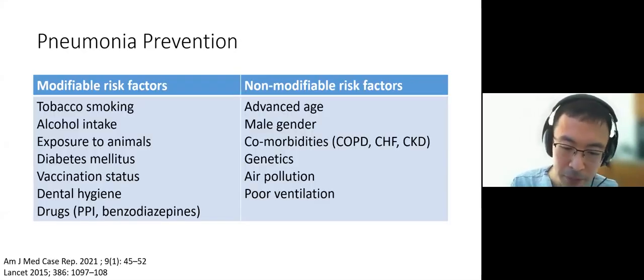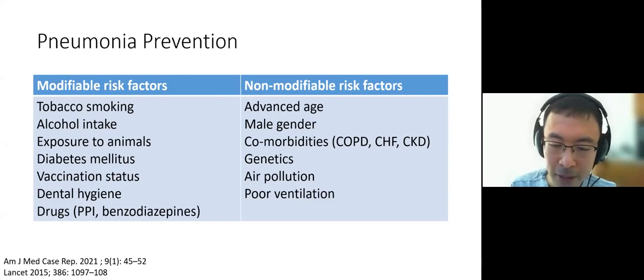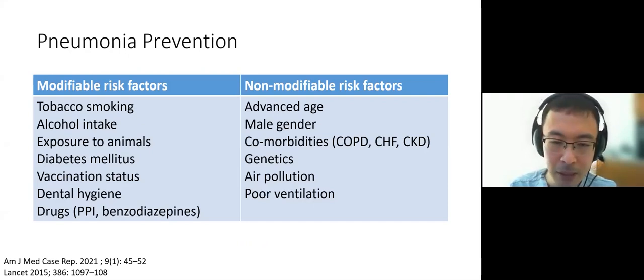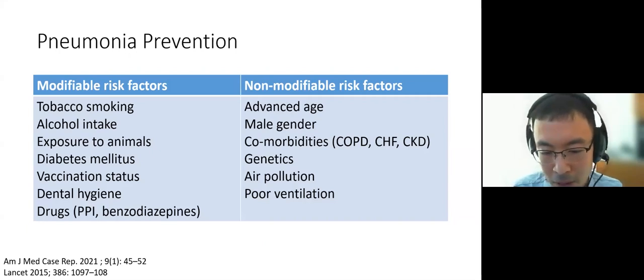So for pneumonia prevention, there are modifiable and non-modifiable risk factors. The things you can't control are listed on the far right. For the modifiable risk factors, smoking cessation is key because smoking obviously damages the lung and impairs immune defenses. Drinking too much alcohol can weaken the immune system and might lead to increased risk of aspiration events.